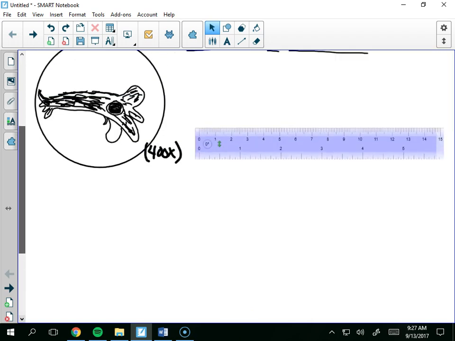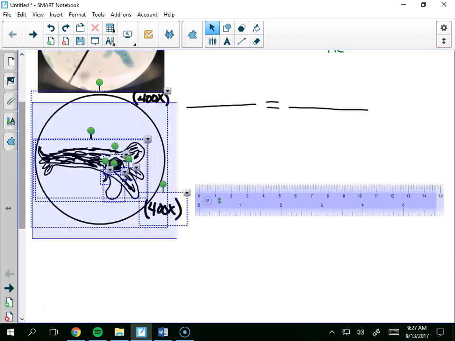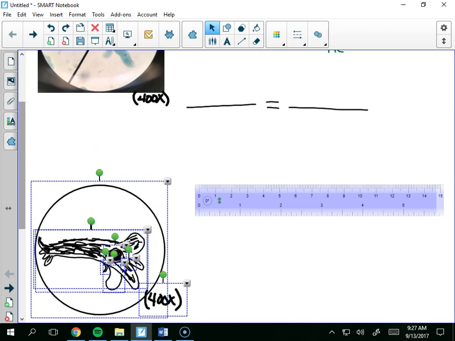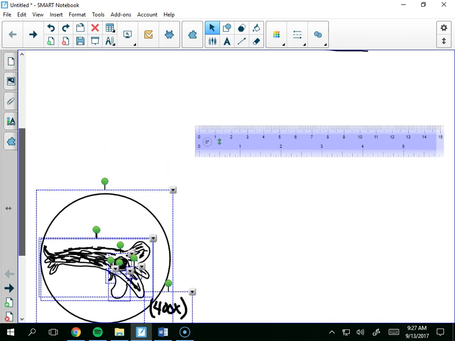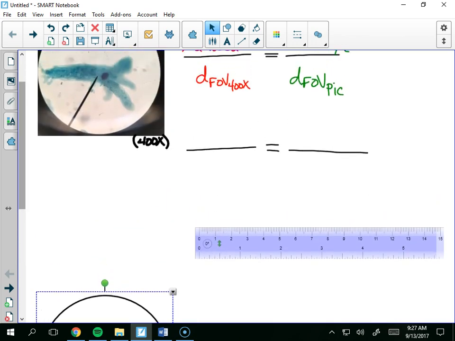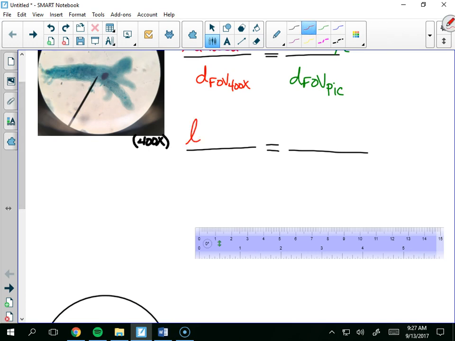Diameter of field of view. So FOV is the short form for field of view, and little d in science and math is for diameter. Sometimes it's used for distance, and if there's a little arrow above it in physics, it's called displacement. That's a whole other thing. All right. So our unknown is the length of the amoeba.